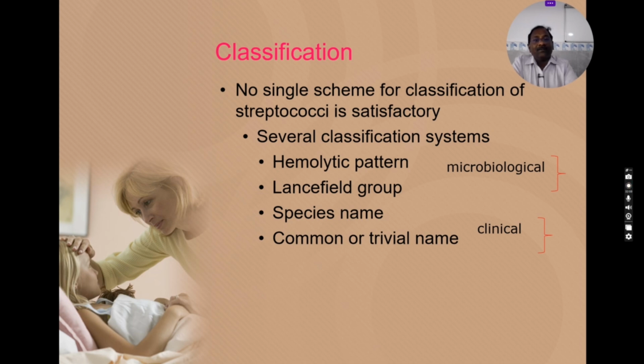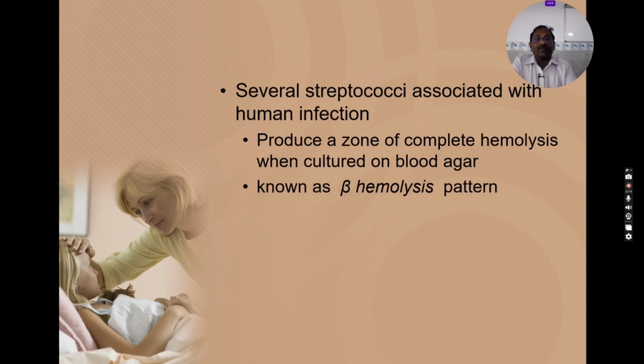Hemolytic pattern, Lancefield group, species name, and then the clinical and microbiological classifications. Several Streptococci are associated with human infections. They produce a zone of complete hemolysis when cultured on blood agar. This is known as the beta hemolysis pattern.